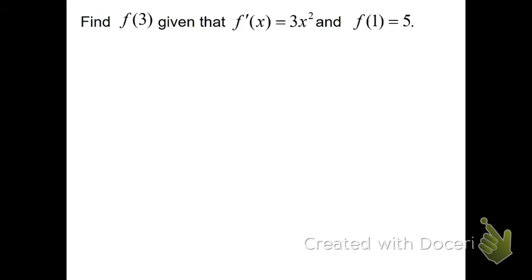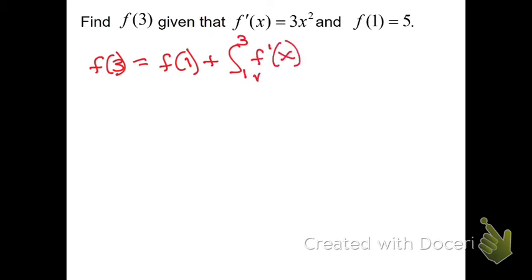All right, so try it again. Do this one. I want you to hit pause and see if you can just set it up correctly. Okay, the one I need, f of 3, is equal to the one I know plus the net change from 1 to 3 of the derivative. Remember, this guy has to be the derivative, and these guys are antiderivatives. Now it's just a matter of solving.